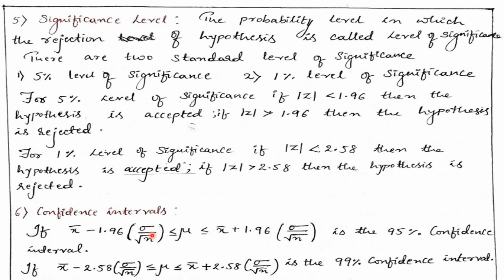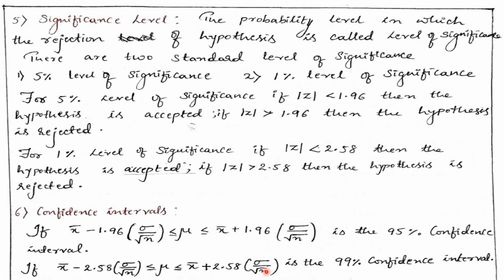If we represent the mu value, the area between x bar minus 1.96 sigma by root n and x bar plus 1.96 sigma by root n is the 95% confidence interval. In case of the 99% confidence interval, mu lies between x bar minus 2.58 times sigma by root n and x bar plus 2.58 sigma by root n.